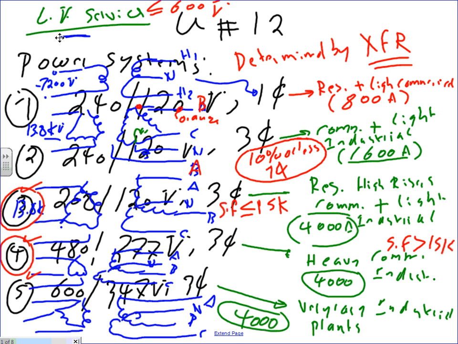Please don't hold me accountable to the amps. These are typical, up to 1600 amps. Typical, can I get them for more than that? Yep. Where did I get these numbers? Experience.